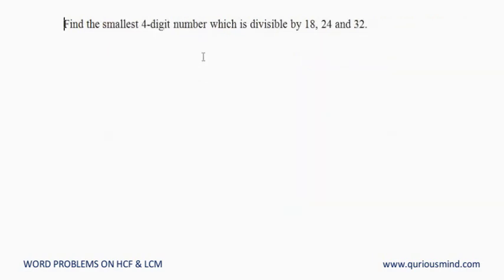Find the smallest 4-digit number which is divisible by 18, 24 and 32. We have done these kinds of examples earlier, so we know when we are talking about divisible by 18, 24 and 32, what we need to find is the common multiple of 18, 24 and 32. And that common multiple has to be the smallest 4-digit number. So let's first find multiples.